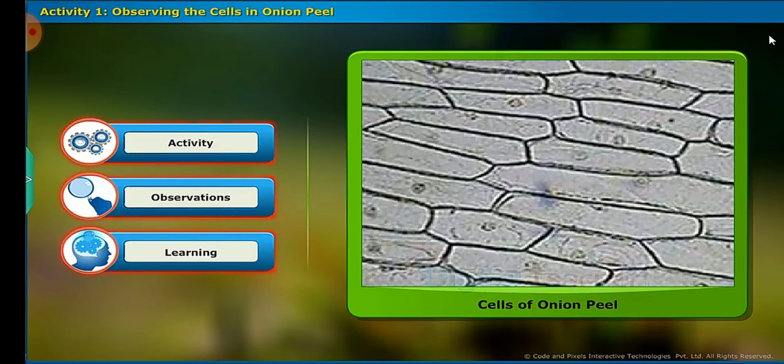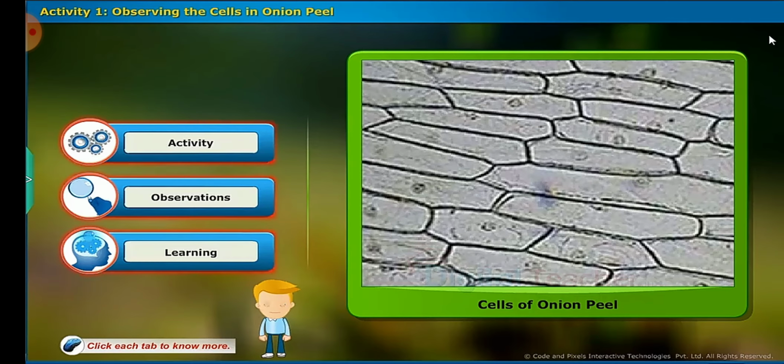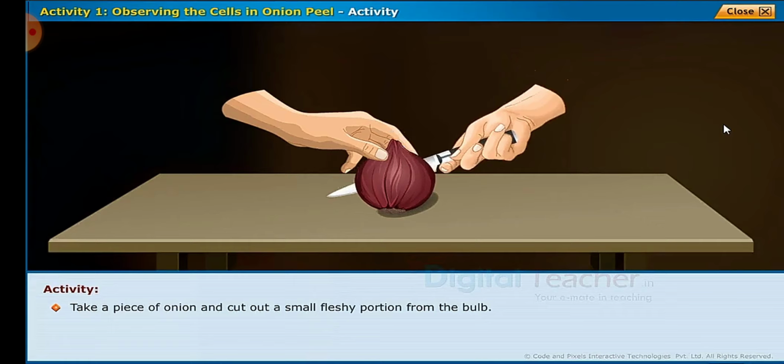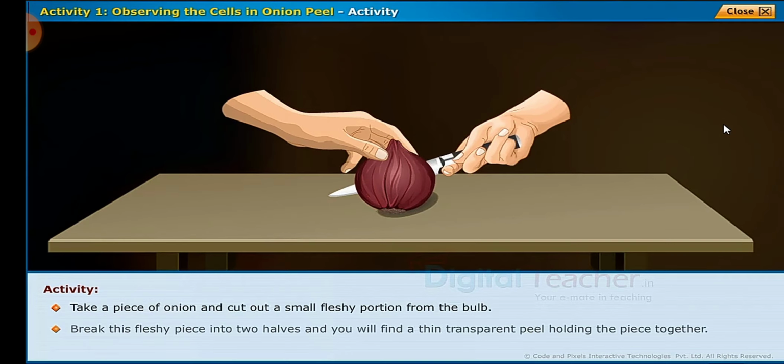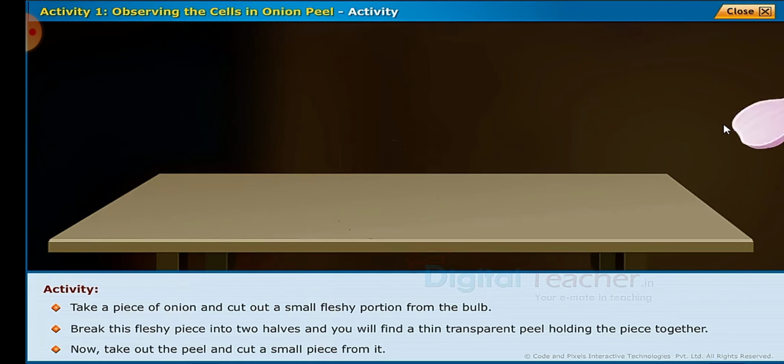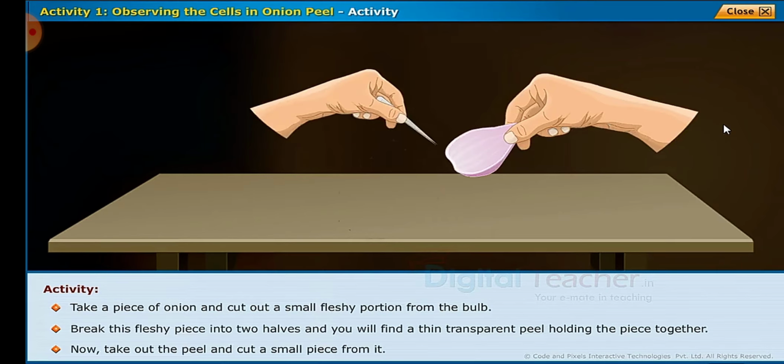Here, let us perform an activity to observe cells in onion peel. Click each tab to know more. Take a piece of onion and cut out a small fleshy portion from the bulb. Break this fleshy piece into two halves and you will find a thin transparent peel holding the piece together. Now take out the peel and cut a small piece from it.